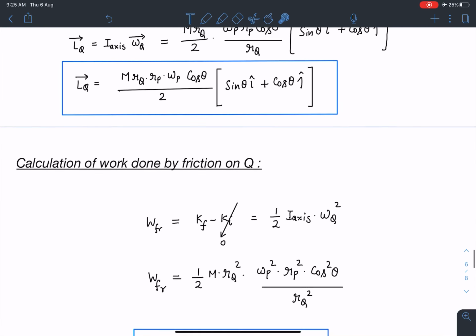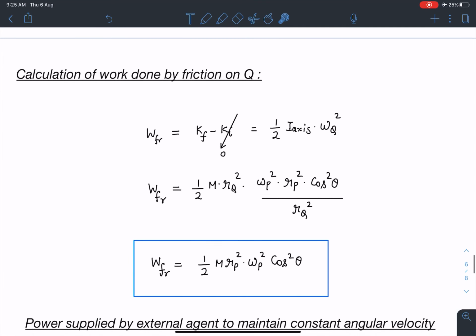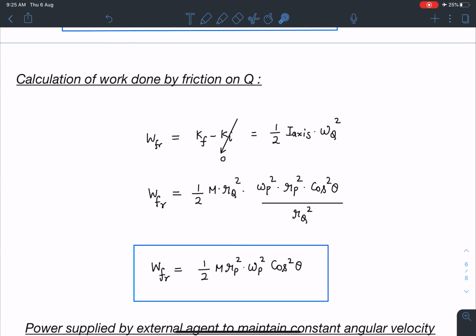Alright, second part, the calculation of work done by friction on Q. Now on the cylinder Q, let's discuss what all forces are acting. So one force is friction, one force is normal reaction, and there is a third one who is maintaining this axis, and that is the agent force. Some external agent is applying it, but he is holding this axis at rest. And if he is holding this axis at rest, we can say that the point of application of this agent force is not moving at all. Definitely it is fixed. So work done by that agent is going to be 0.